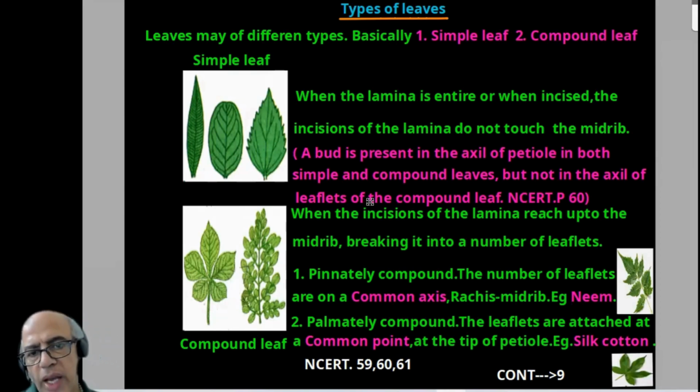When the incision of the lamina, typical example, simple leaf, all the normal leaves what we observe, it is simple. Majority of the leaves will be simple. Now we are proceeding to the second part, compound leaf.